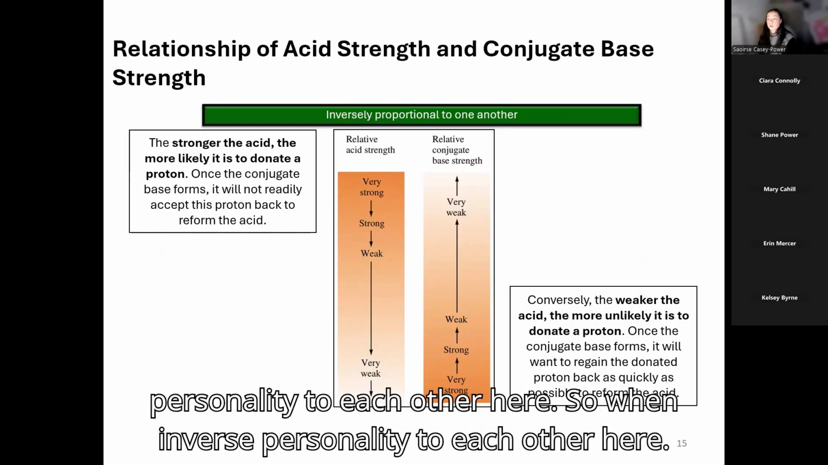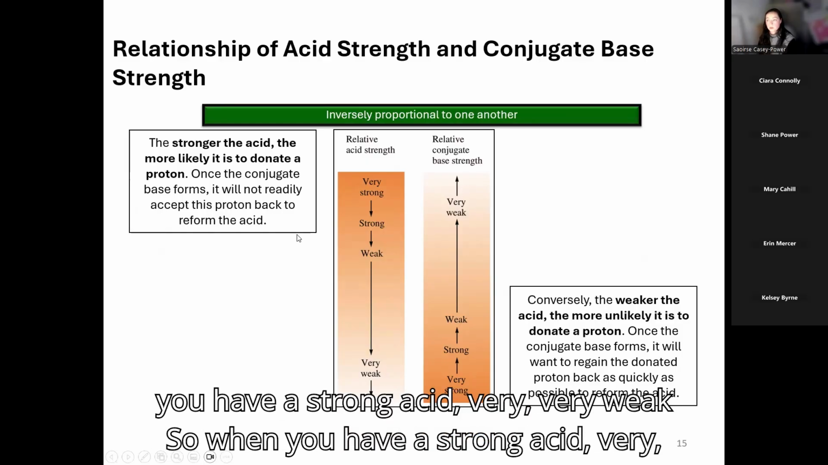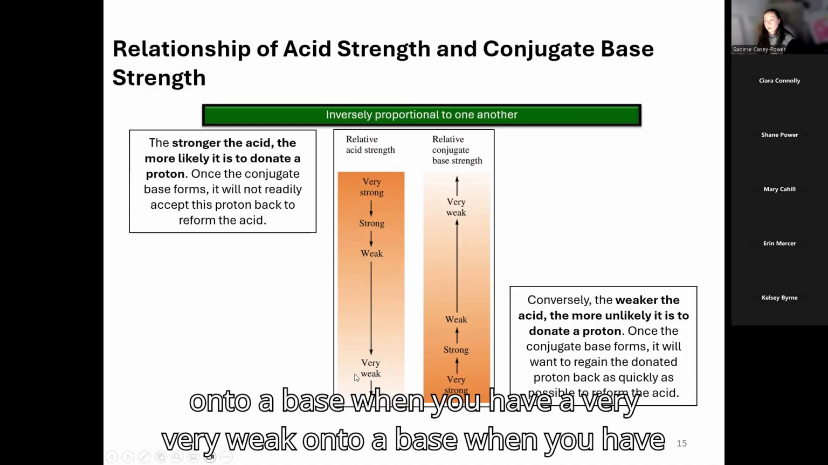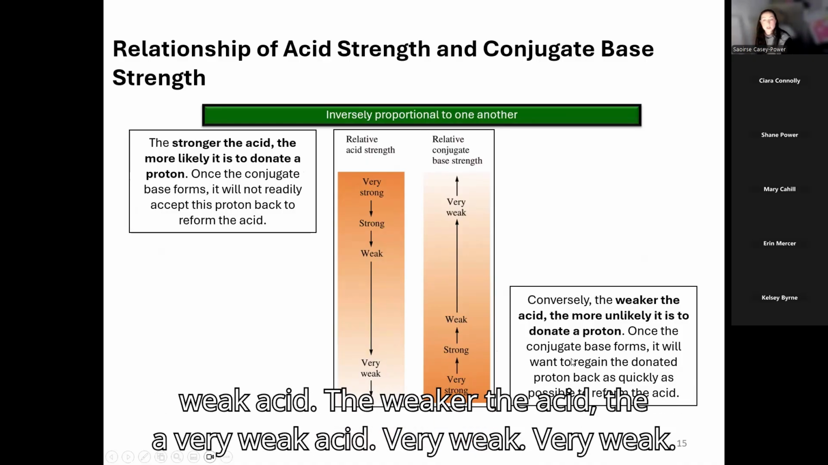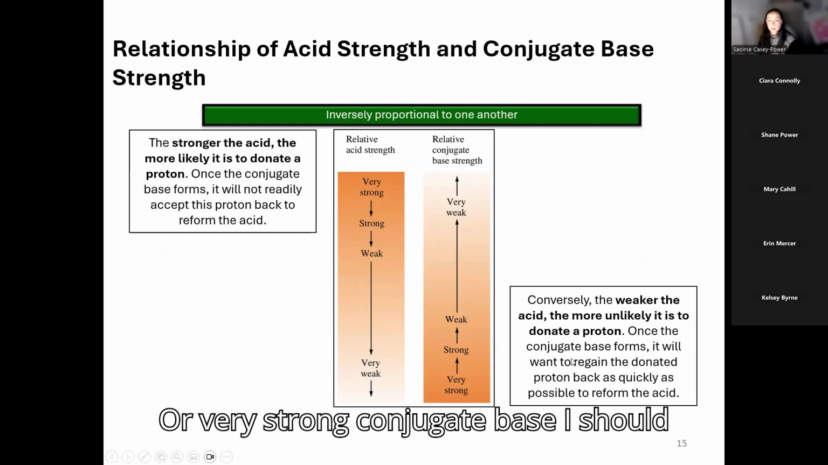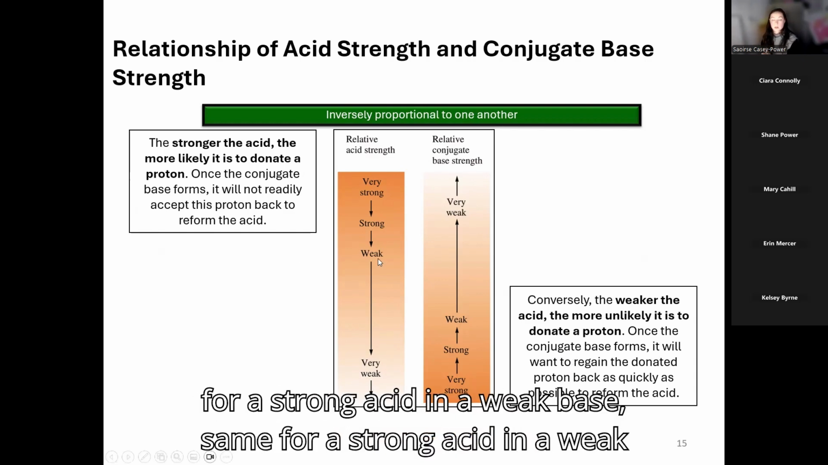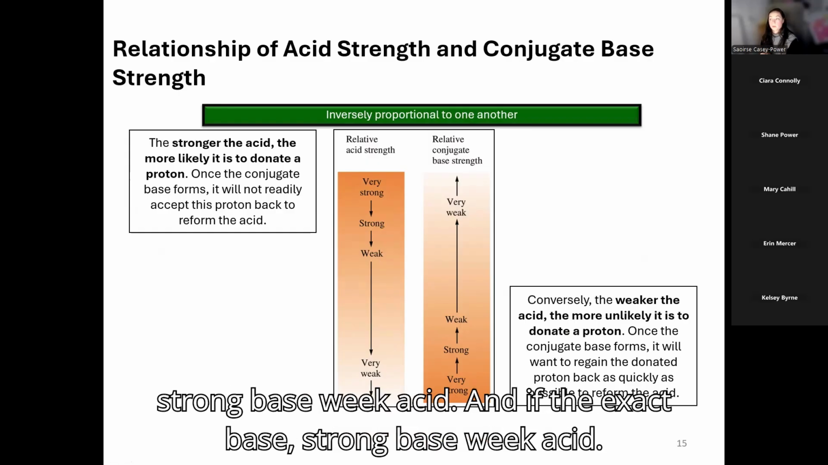All right, so you'll see that inverse proportionality to each other here. When you have a strong acid, a very, very weak conjugate base. When you have a very weak acid, a very strong conjugate base, I should say. And it's the exact same for a strong base and a weak acid.